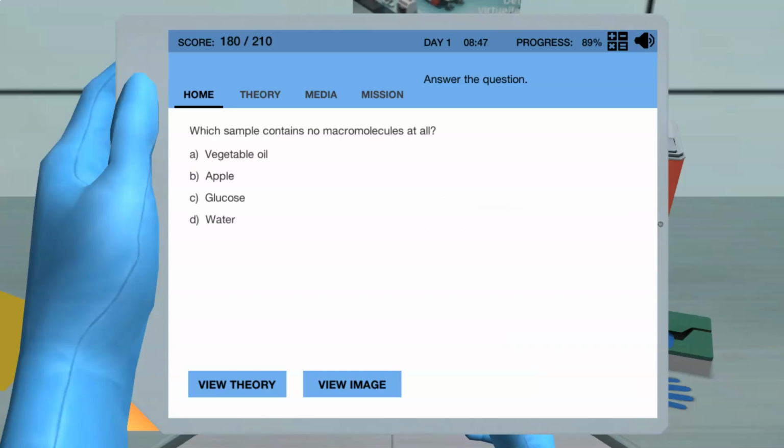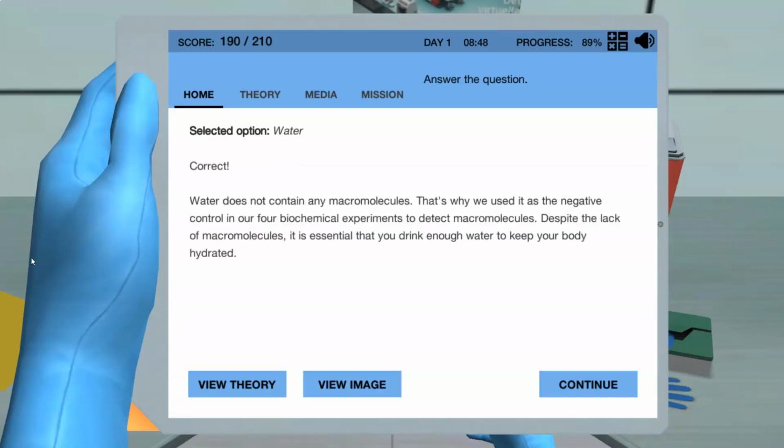Which sample contains no macromolecules at all? Correct. Water does not contain any macromolecules. That's why we used it as the negative control in our 4 biochemical experiments to detect macromolecules. Despite the lack of macromolecules, it is essential that you drink enough water to keep your body hydrated.